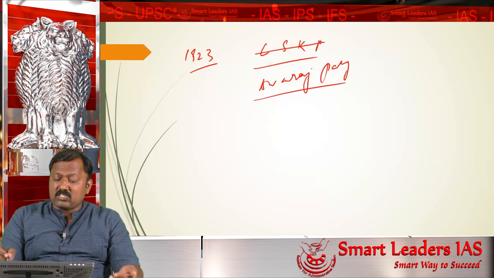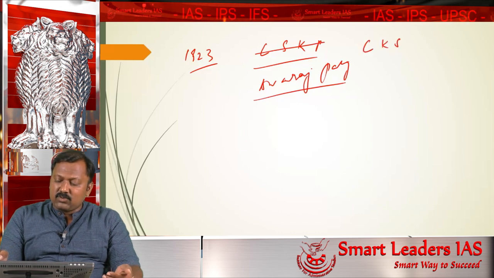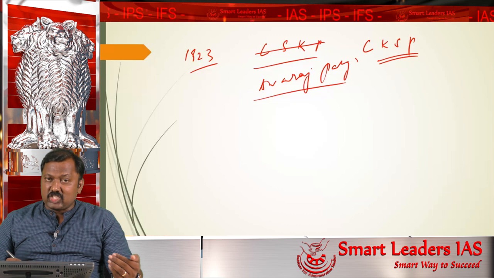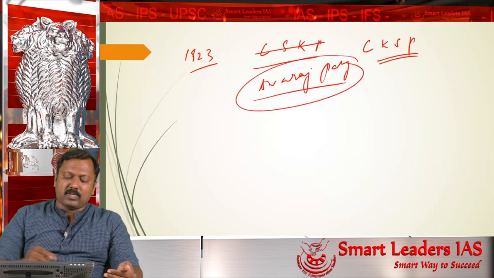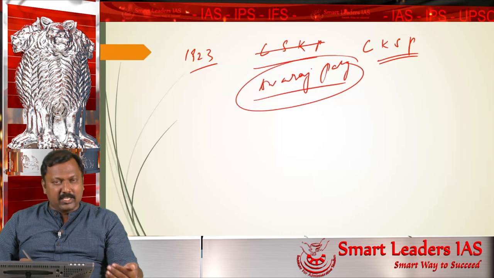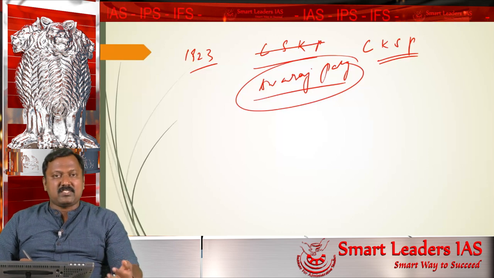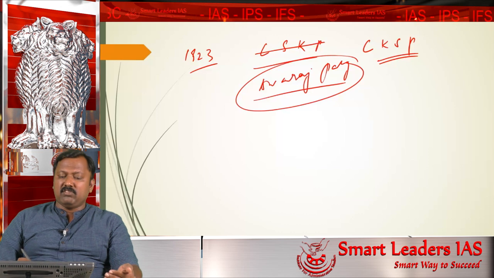He founded a party called the Congress Khilafat Swaraj Party, simply called the Swaraj Party, in 1923, and the Swaraj Party takes part in the elections. It wins many seats, and it is a remarkable event which happened.